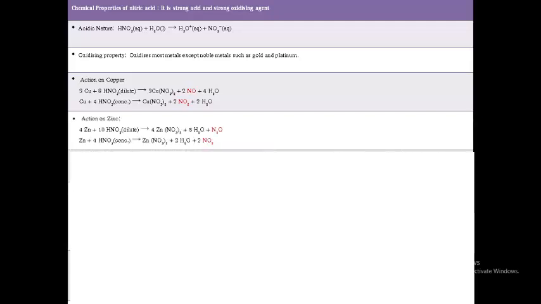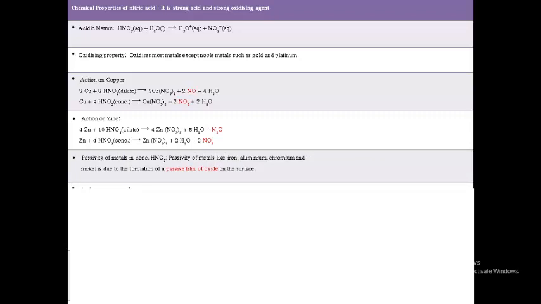Similarly, when zinc reacts with dilute nitric acid, in addition to zinc nitrate, it gives nitrous oxide, and when zinc reacts with concentrated nitric acid, in addition to zinc nitrate, it gives nitrogen dioxide.